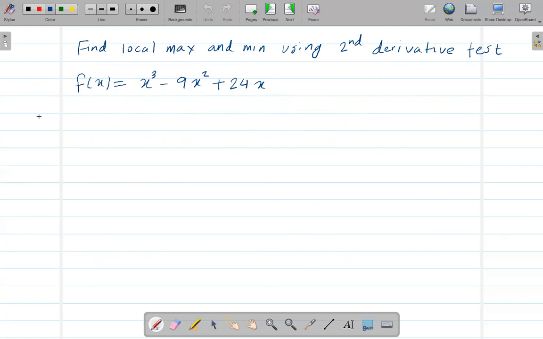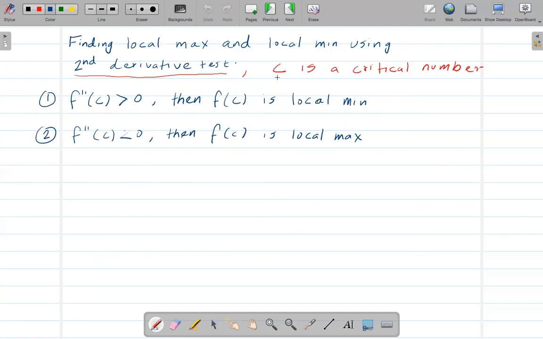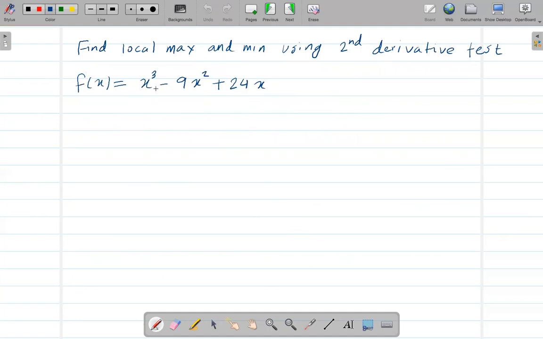So again, here we need to find the critical numbers. To find the critical numbers, obviously we need to find the first derivative, and also the second derivative. So let's do that. f prime of x is going to be 3 is going to come down here, so 3x to the power of 3 minus 1 is 2. The 2 is going to come down here, so that's going to be 18x to the power 2 minus 1 is just 1, plus 24.